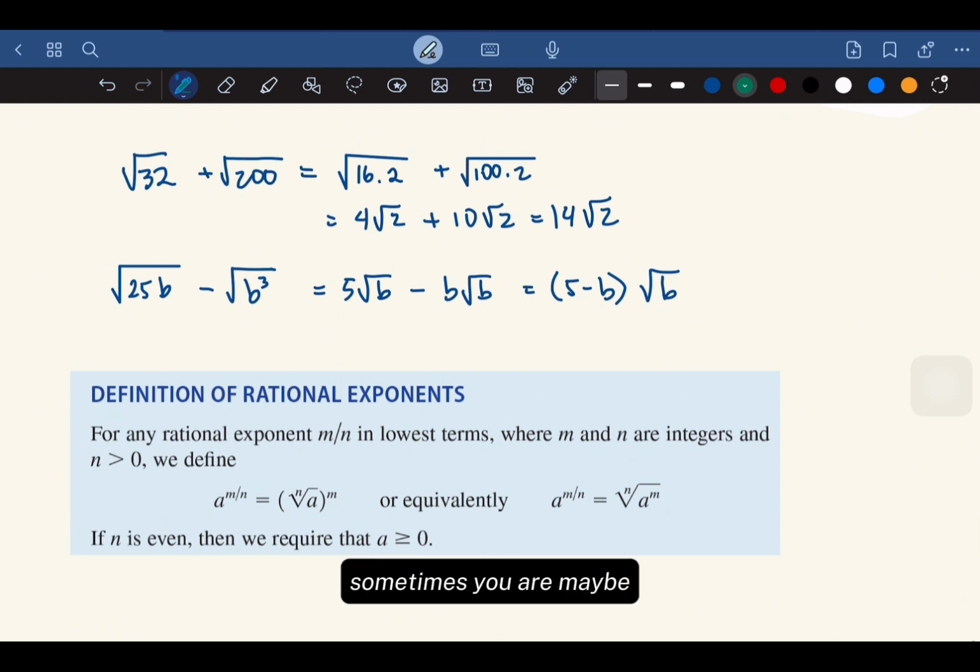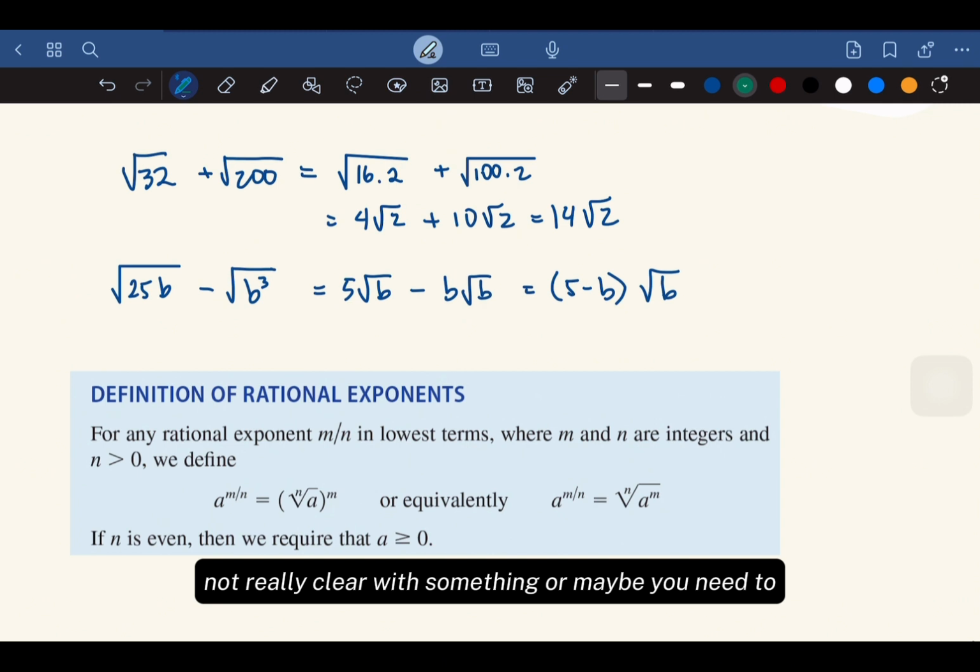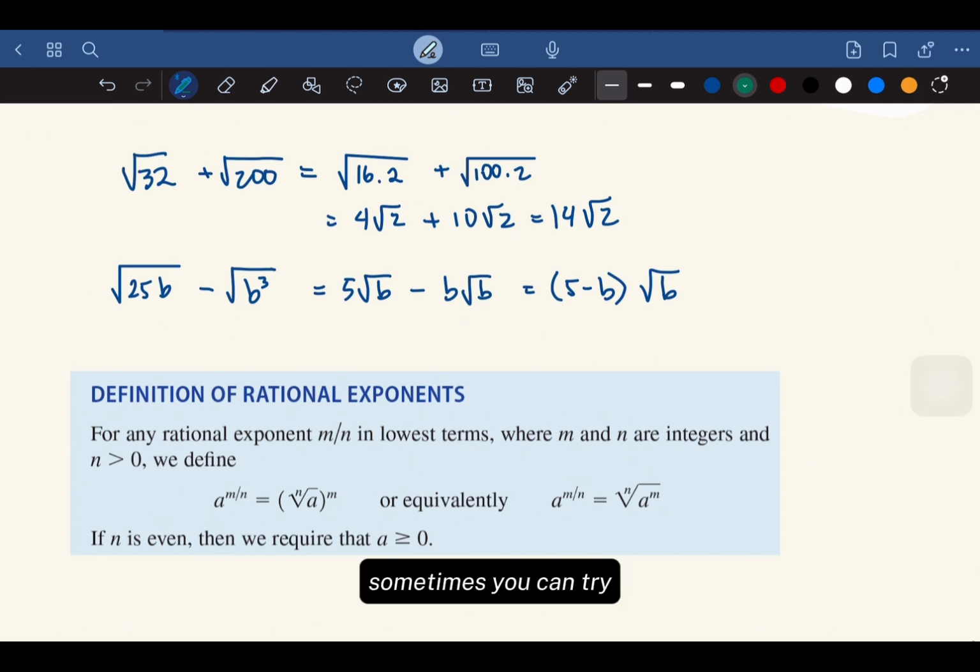Sometimes if you are not really clear about something, or you need to prove something, you can try some numbers. And sometimes you can try what happens if this is positive or negative. All right, rational exponent.